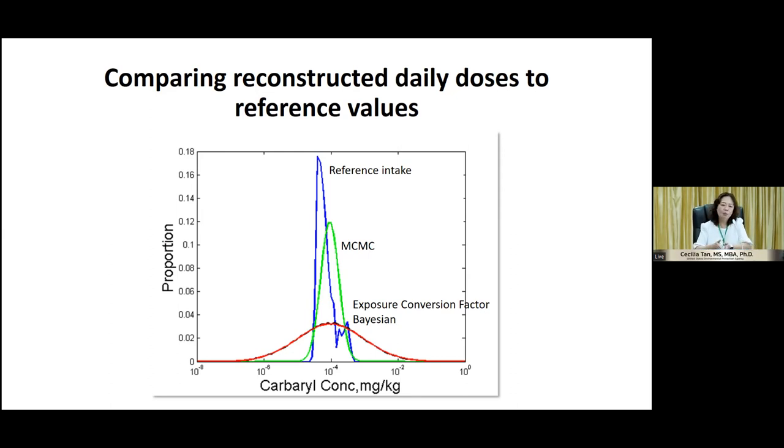But again, the key point is if you want better prediction, you will have to put in more data, put in more effort, and then do something like MCMC. But if you're only interested in the median, most of the methods can tell you the median pretty well.